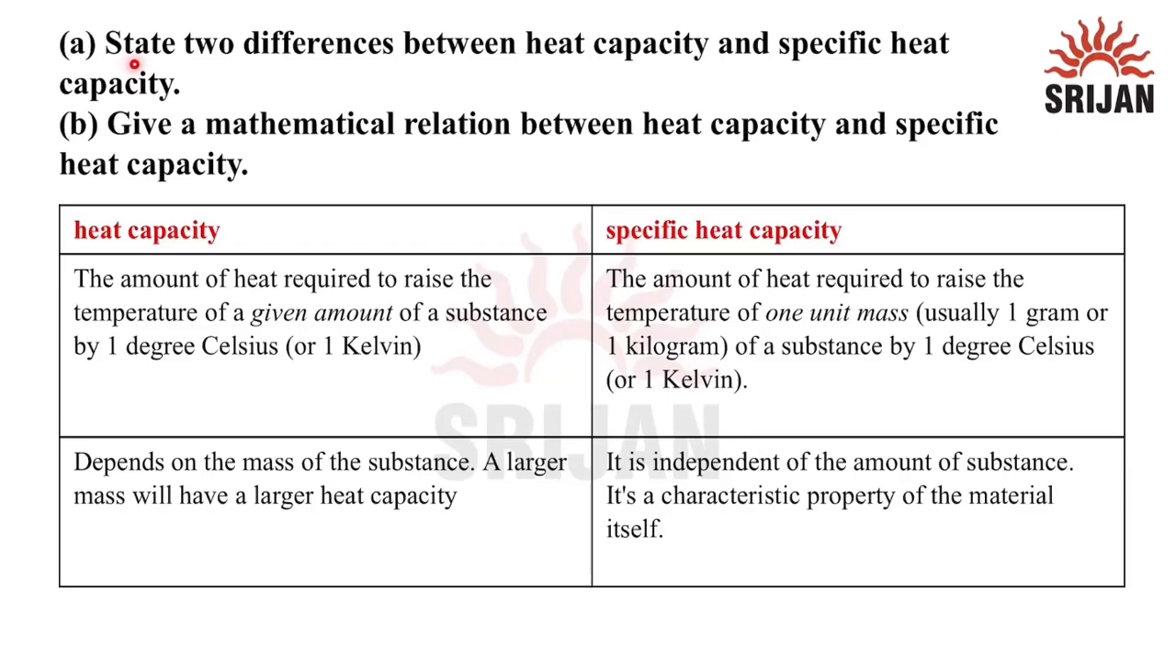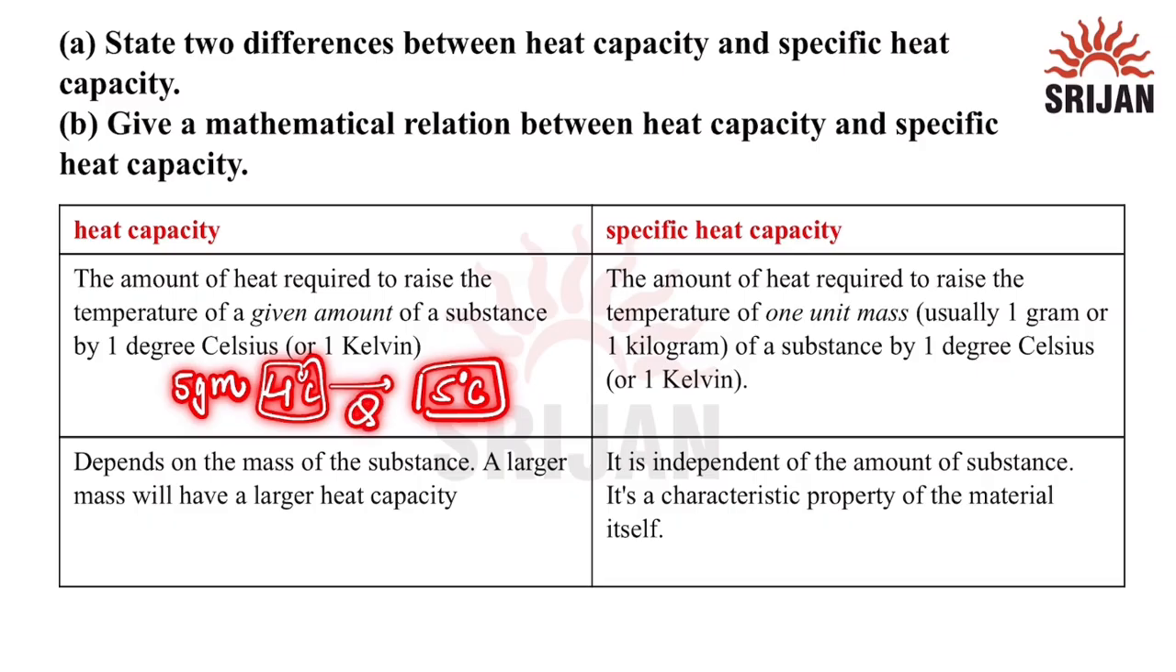The question is: state two differences between heat capacity and specific heat capacity. So heat capacity is the amount of heat required to raise the temperature of a given amount of substance by 1 degree Celsius. Which means that if I have water, let's say 5 gram water, and I want to increase the temperature from 4 degrees Celsius to 5 degrees Celsius, then the amount of heat required to do so is heat capacity. But specific heat capacity, the word specific means for a unit mass.